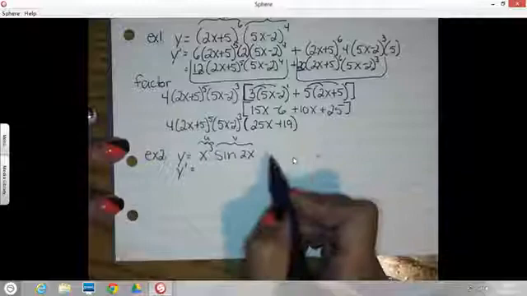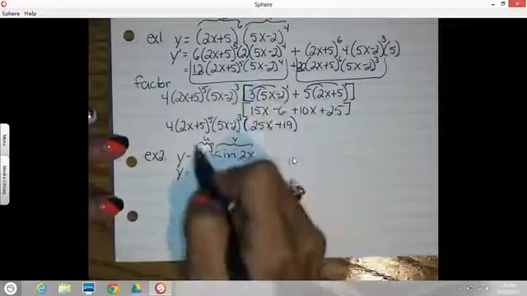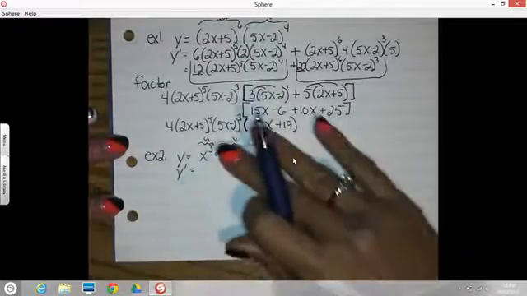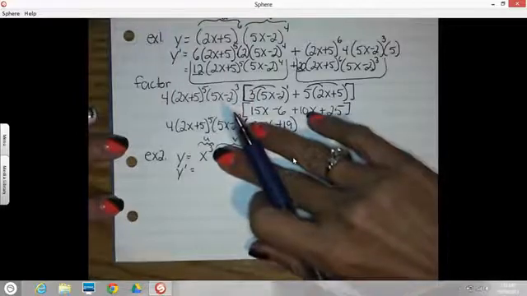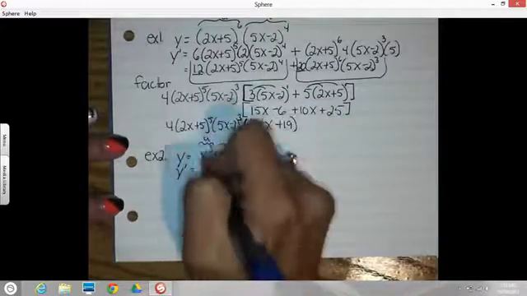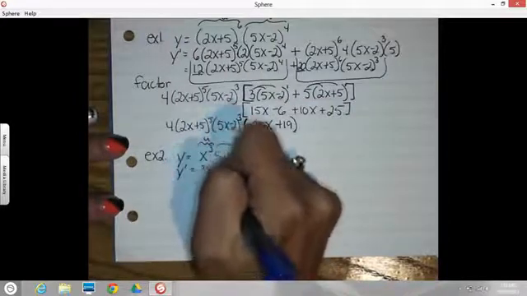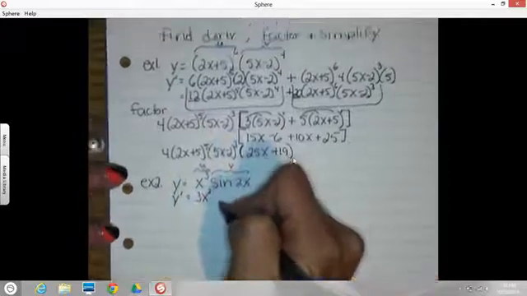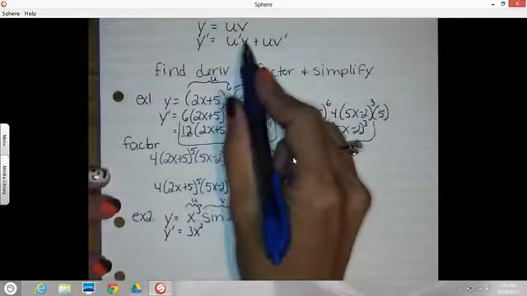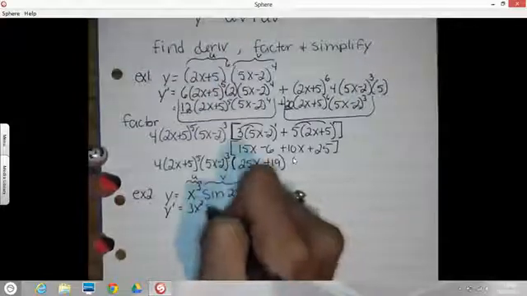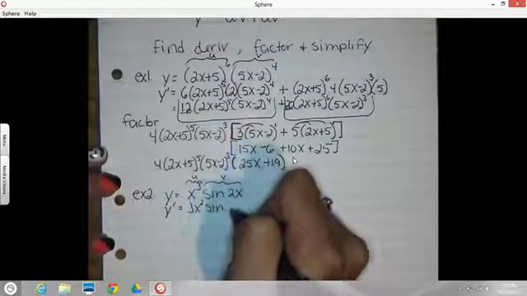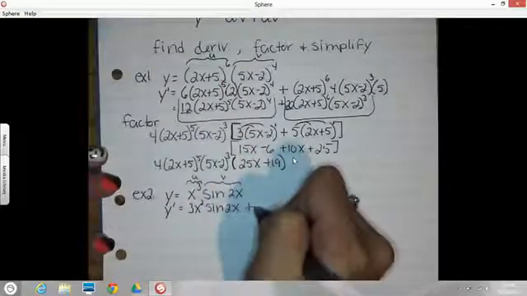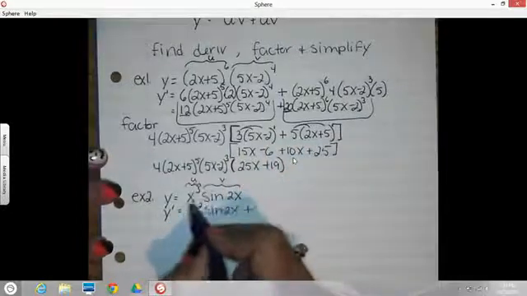Okay, product rule says take the derivative of the first term, your u term. So that's just x cubed. That's a little power rule. 3 times x squared. Then you multiply by the v, the whole second term. And we add. Keep the first term the same, x cubed.